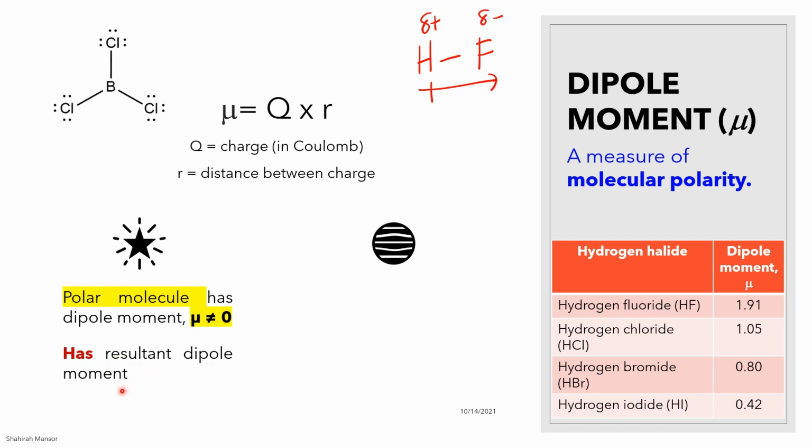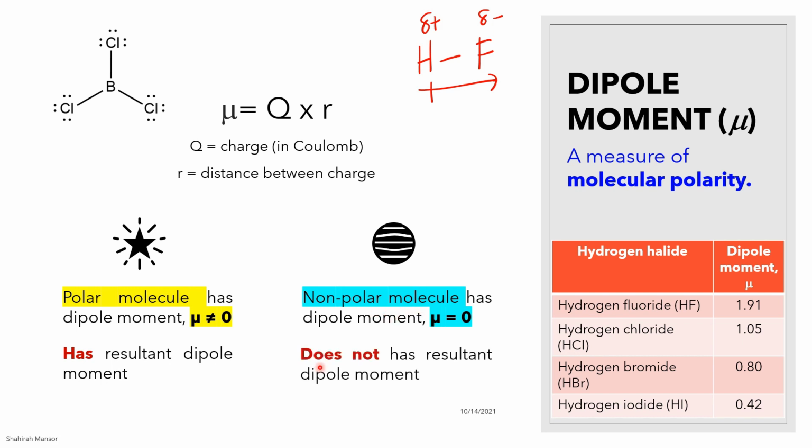Tapi berapakah nilai resultant dipole moment tu? Kita tak perlu tahu. You don't have to identify in this level lah. Okay, so you just have to put mu not equals to 0. And then the other value of mu, of course, mu equals to 0. So when mu equals to 0, so that molecule will be non-polar molecule. And it is said that the molecule does not has resultant dipole moment.